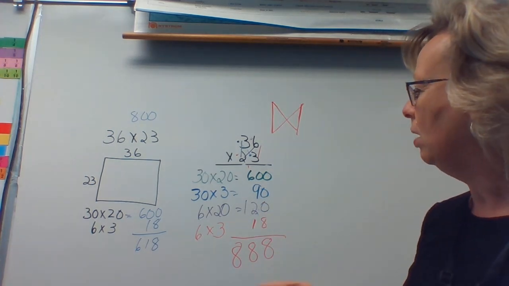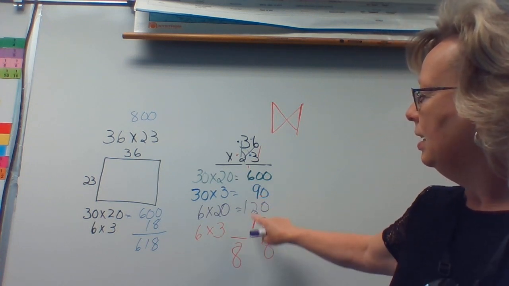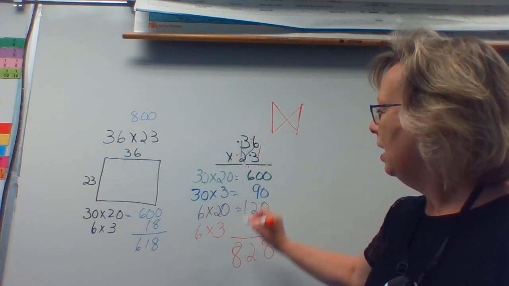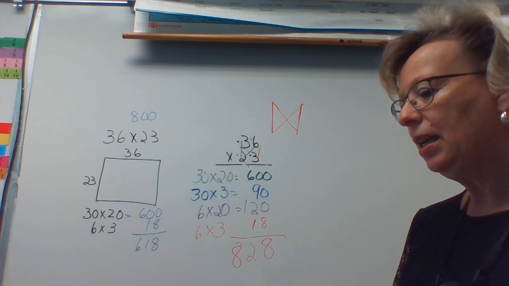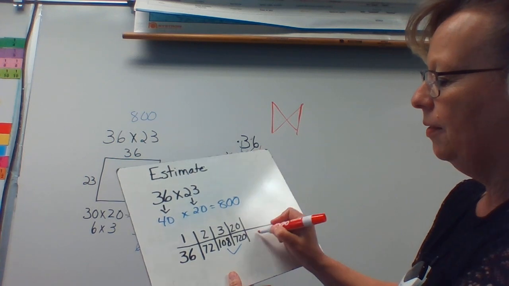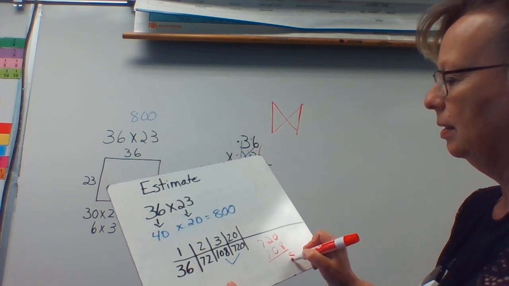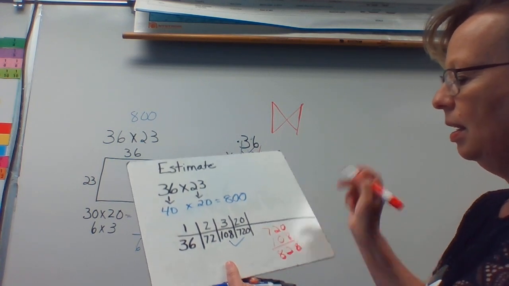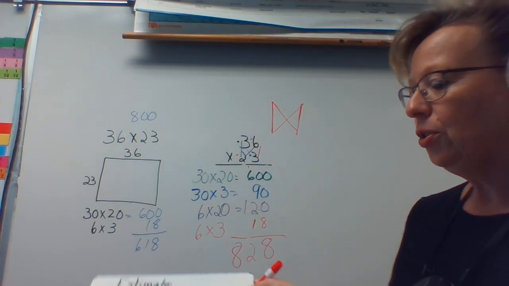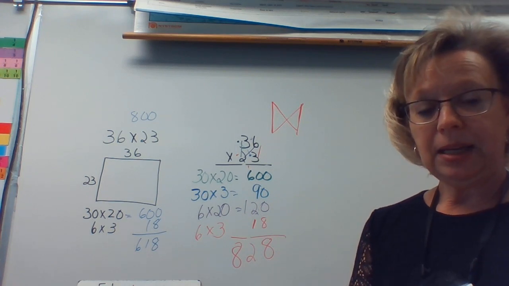6 times 2 is 12, which means I have to change this. That should be a 12. There we go. And then the total is 828. If I go back and look at my ratio table, 720 plus 108 is 828 also.